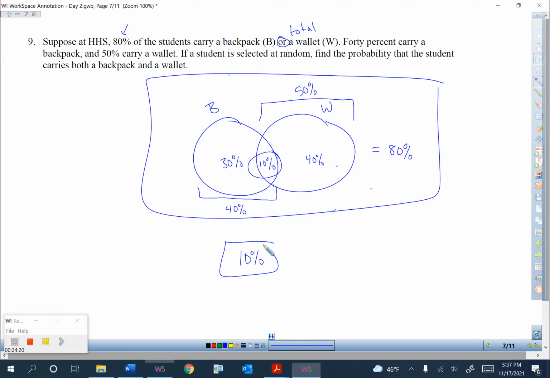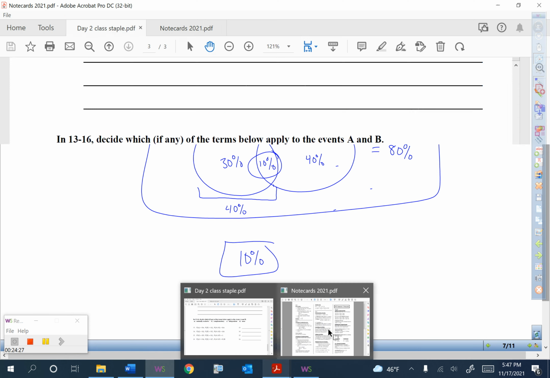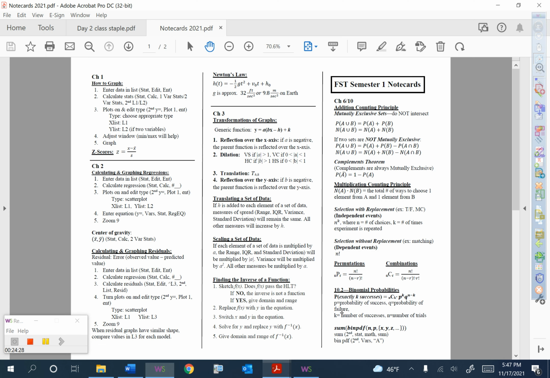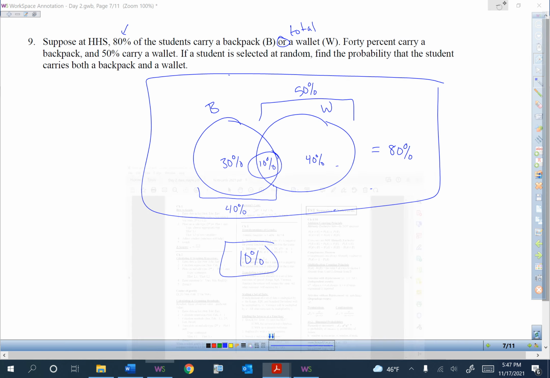Okay, I want to show you another way to do this, though, and this is related to your note card. On your note card, over here, it tells you that we can find the probability of the union by taking the probability of A plus the probability of B minus the intersection's probability. So if I go back over here, just minimize this, and look at the pieces I have, I was told that the union was 80%. And that's supposed to equal the probability of the first one, 40%, plus the probability of the second one, 50%.